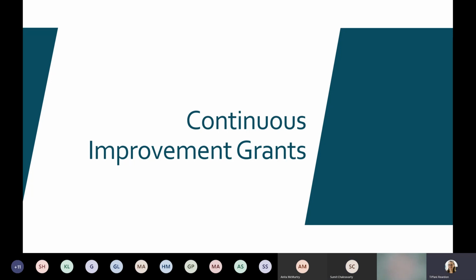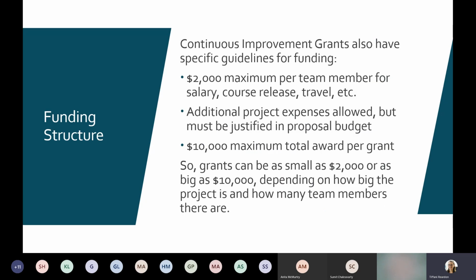So continuous improvement grants, previously called mini grants. These also have a different guideline for funding. They are 2,000 maximum per team member. And again, that's for the individual piece: salary, course release, travel. You can still do additional project expenses if needed, but again, just make sure they're justified. The maximum on these has been changed.